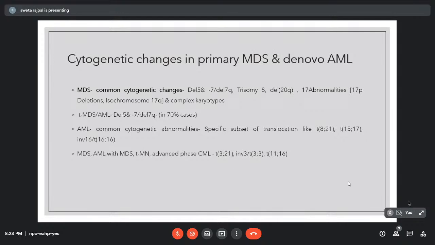therapy-related MDS or AML, deletion 5 and monosomy 7 are more common, and we know that de novo AML has its own cytogenetic abnormalities. Very specifically, some have the typical recurring translocations like t(8;21), t(15;17), and inversion 16. If they are happening, it is more of a de novo AML. But other translocations can be seen in all the phases of myeloid disease, which includes MDS, AML, therapy-related myeloid neoplasm, and advanced CML; all share this type of translocation. So it's not specific, but some cytogenetic abnormalities are more specific for MDS.